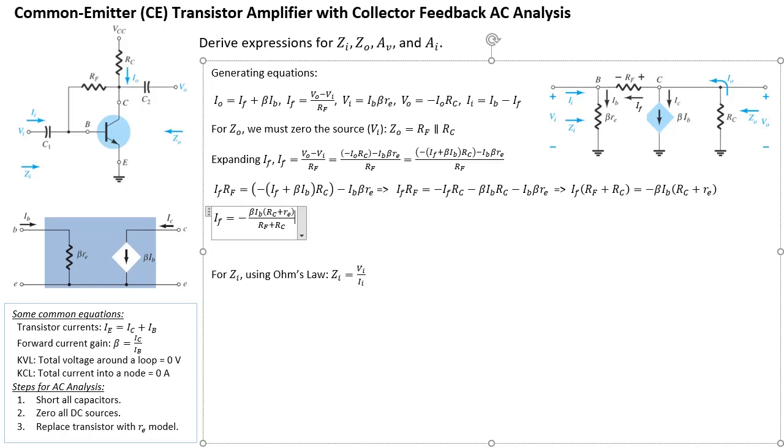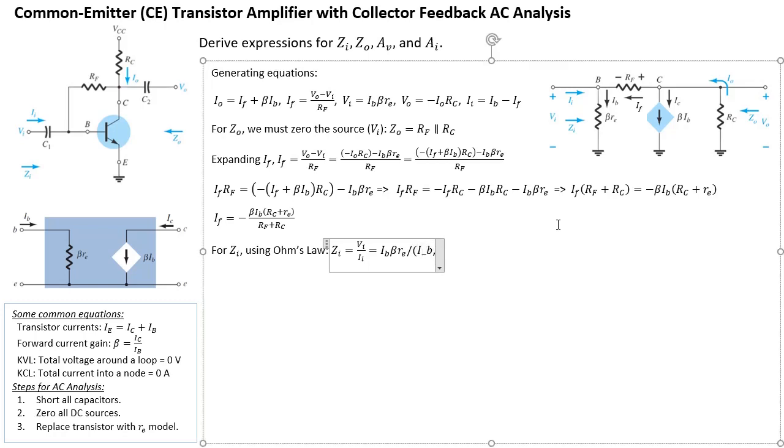Okay, so coming back to our ZI, the impedance, we can say VI over II. What is VI? We have this, that's VI, so we put that there, all of that divided by II. Well, what is II? II is IB minus IF. Sorry, brackets here, IB minus IF. I have an IF now, so this is my IF, so minus, negative, all of that.